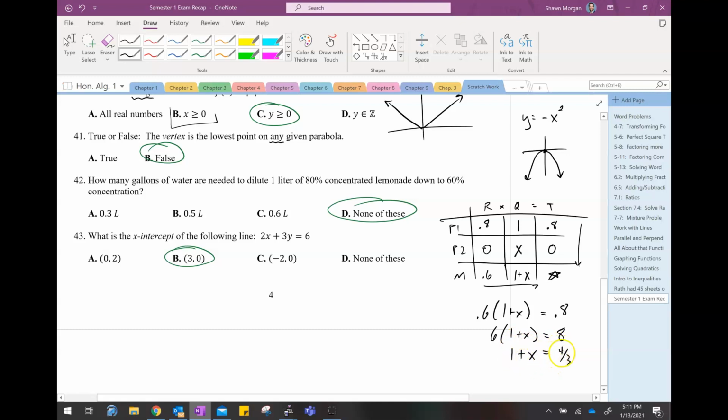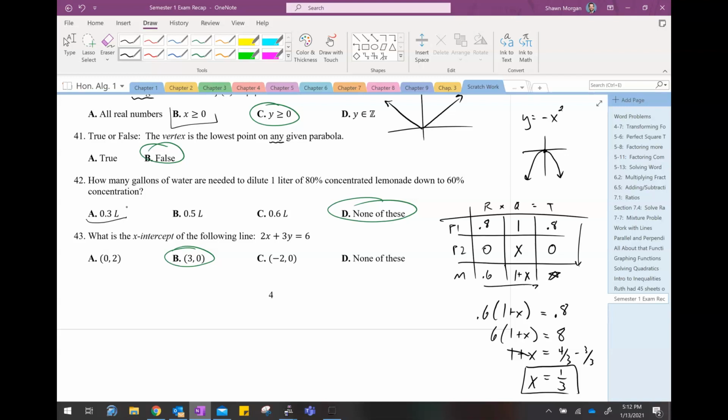4/3. And then we subtract 1 from both sides. So we'll subtract 3/3 from both sides, and we get X equals 1/3. Okay, so X equals 1/3 of a liter. So if I start with 1 liter of 80% lemonade and I add in a third of a liter, then I'm dropping that percentage down. Obviously, 1/3 is not any of these options. If you picked option A, you were probably just tempted because you saw the 0.3. Remember, that is not 1/3, that is 3/10.